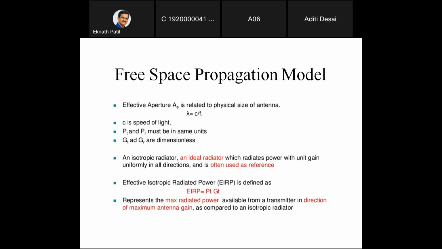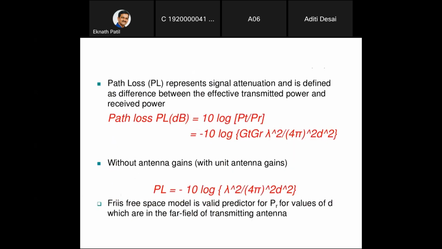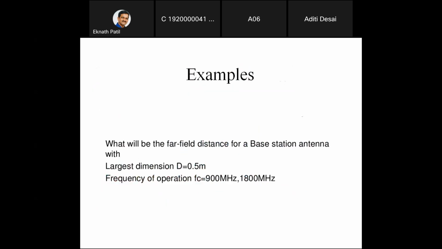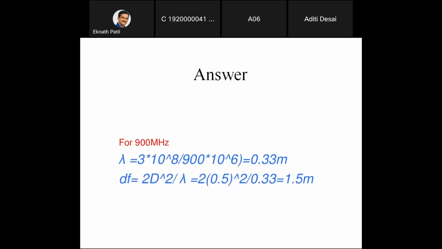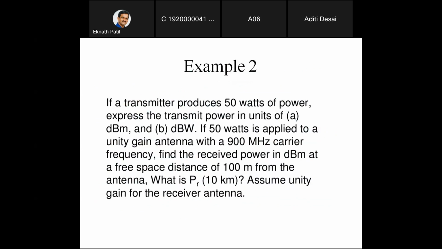So EIRP, effective isotropic radiated power, is a hypothetical concept related to the isotropic antenna, but for measurement purposes we are going to use it. Then the spatial model, and this example is for calculating the far field distance of the base station antenna, that is 2d square by lambda, which one can calculate with the help of the equation 2d square by lambda.